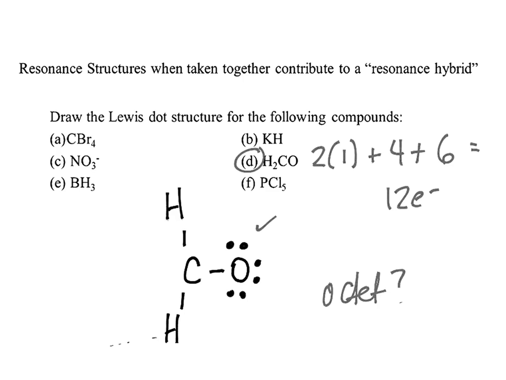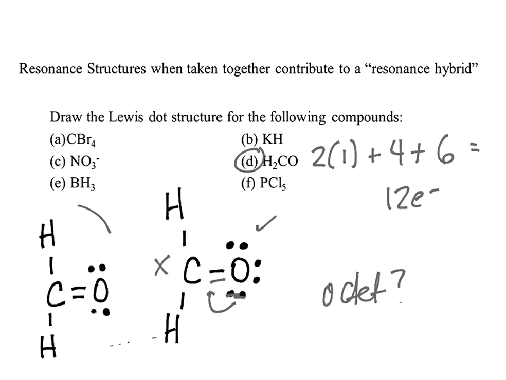And we're going to ask if we have an octet for all the atoms. The hydrogens each have 2, which is good. The oxygen has 8, but the carbon does not have an octet. It only has 6: 2, 4, 6. So we're going to force oxygen to share one of its lone pairs with carbon, and it's going to form a double bond. And so this is the final structure of formaldehyde, where the carbon is doubly bonded to the oxygen. The oxygen has 2 lone pairs, and the carbon also has 2 singly attached hydrogens.